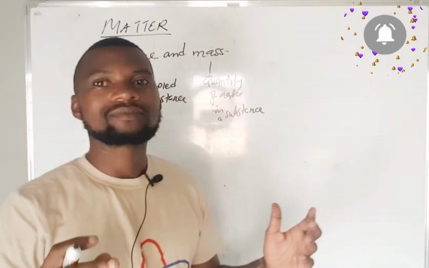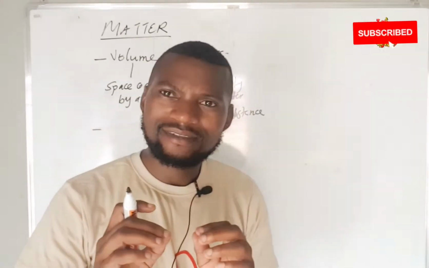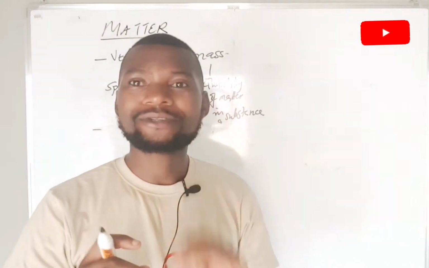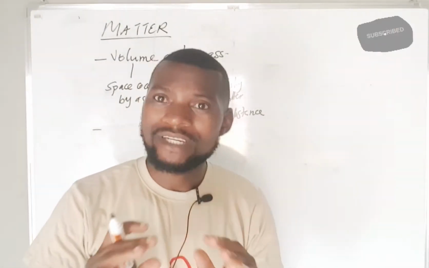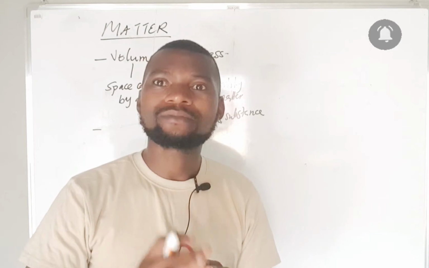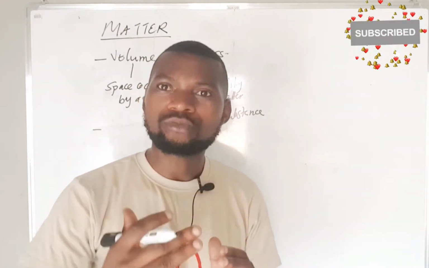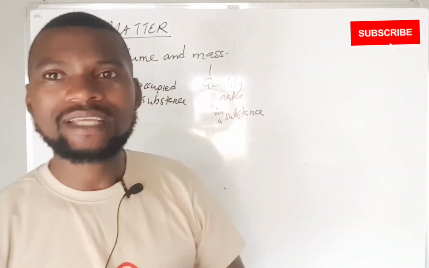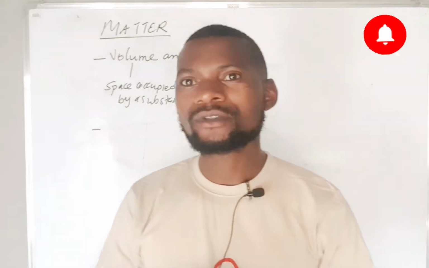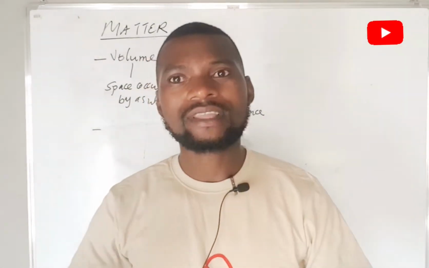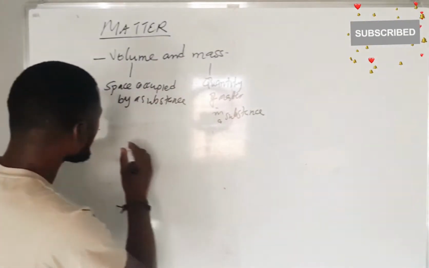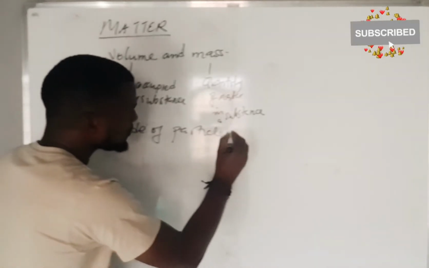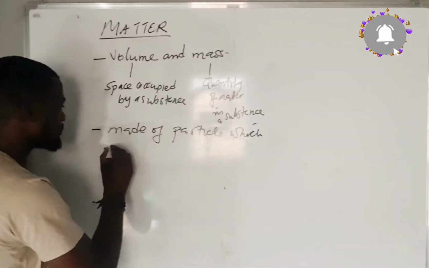So matter is made up of very tiny particles which you cannot see with the naked eyes. And these particles that matter is made up of are already in motion. They are already moving. They possess the energy to move. They possess kinetic energy. So in short, matter is made up of tiny particles which are in random motion.